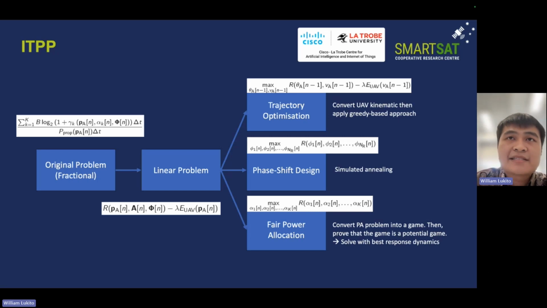And for the second subproblem, we adopt a simulated annealing-based algorithm to solve this phase design. And for the fair power allocation, first we convert the problem into a game, and then we prove that the game is a potential game. After that, we solve it with a best response dynamics-based algorithm. After this, I will show you some numerical results and comparisons.